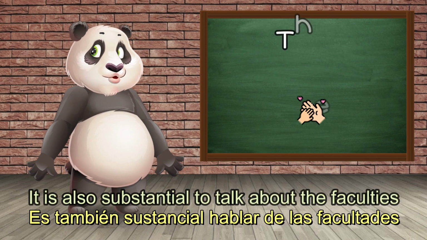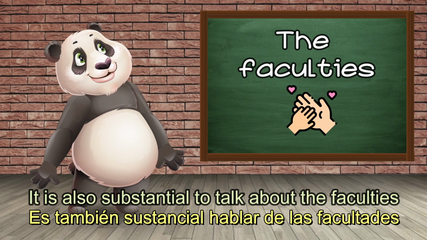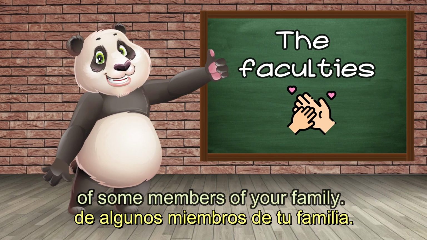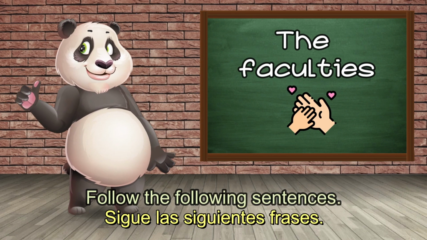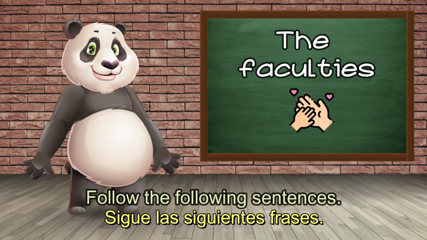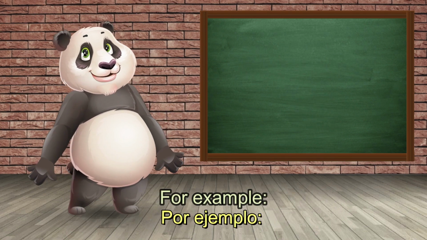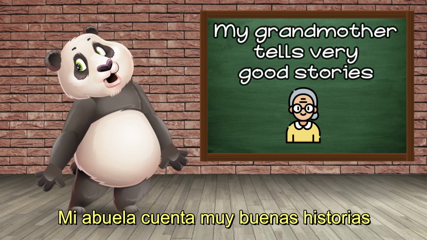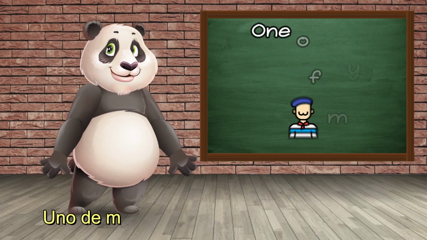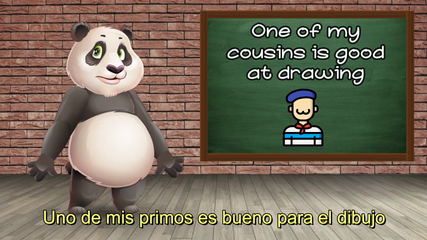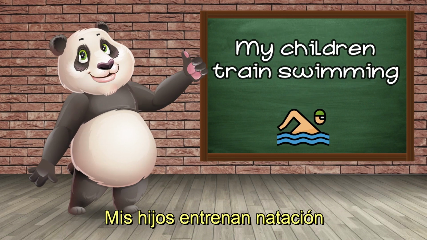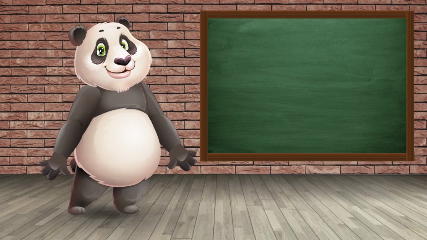It's also important to talk about the talents of some members of your family. Follow the following sentences. For example, my grandmother tells very good stories. One of my cousins is good at drawing. My children train swimming.